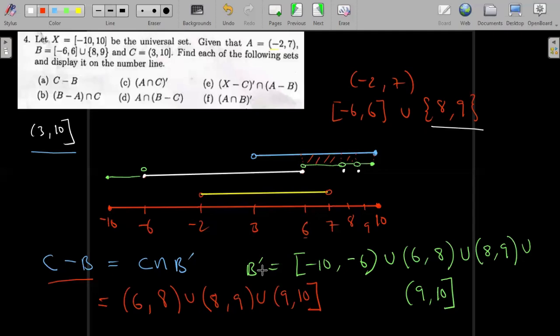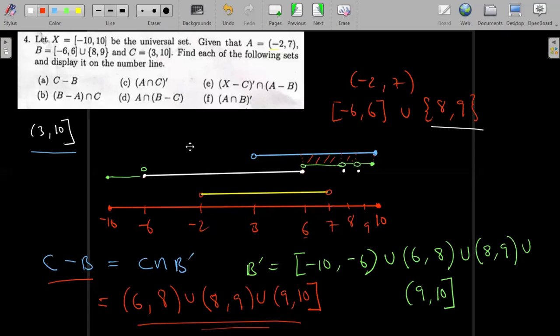C intersect B complement. I don't know if I have any question here, but this is how you find this set. If you see from what we found, this is the intersection of the interval that we had, and it solves the first part of the question. And then when they said find each of the following sets and display it on the number line, I think this is then easy to display on the number line.